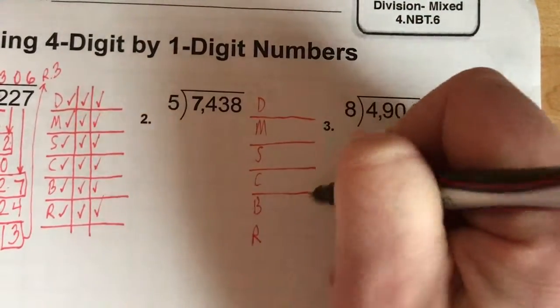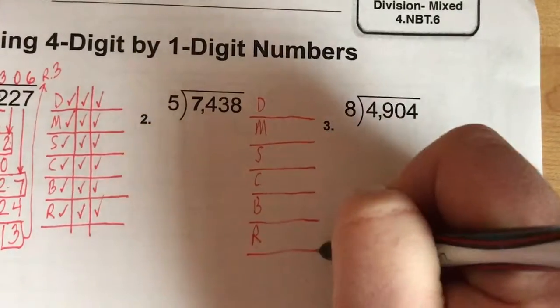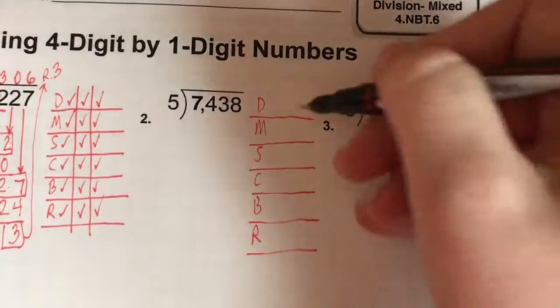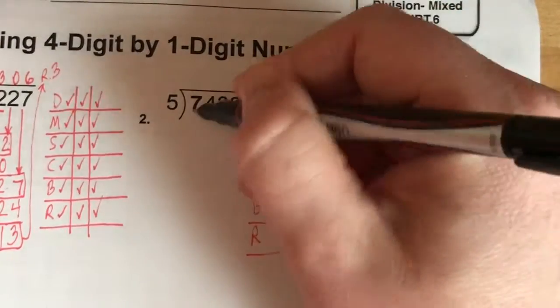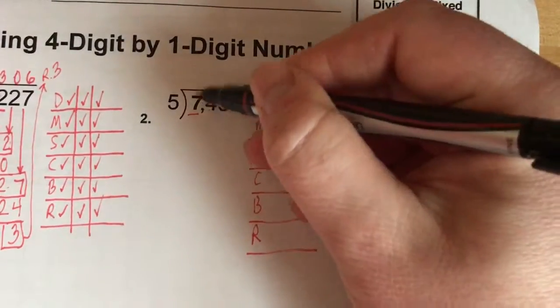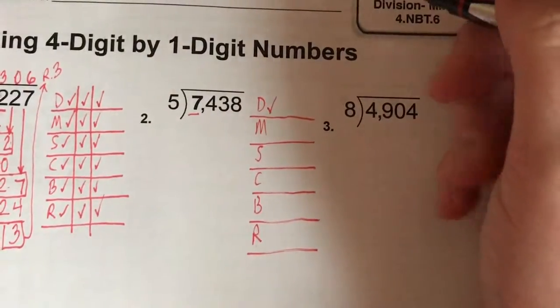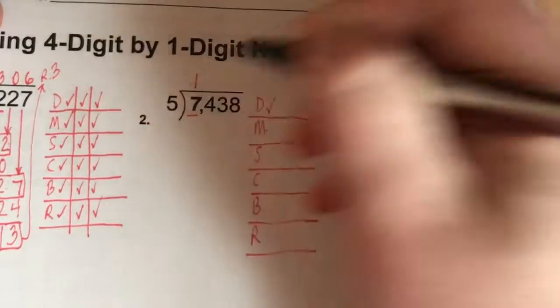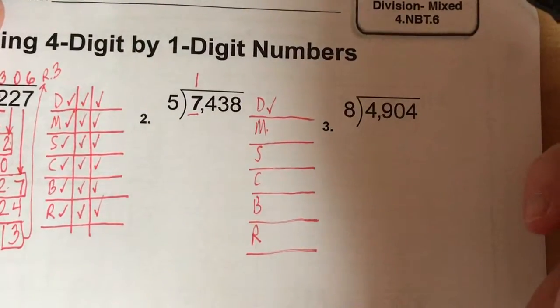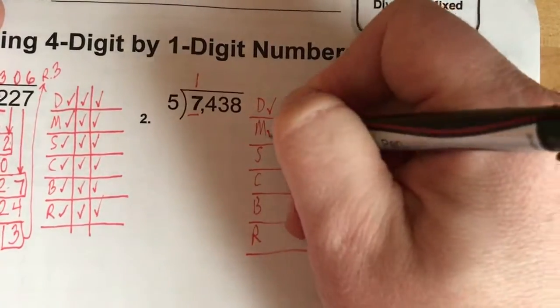And again, if you're doing this on the grid, it makes it a lot easier. You don't need horizontal lines. All right, so here we go. We're going to start off with determine. So determine 5 times what gets me close to 7 without going over. And I can share this 7 with 5 people. So now we need to just figure that 5 times 1 is as close as we can get, because 5 times 2 equals 10. Now we'll multiply.